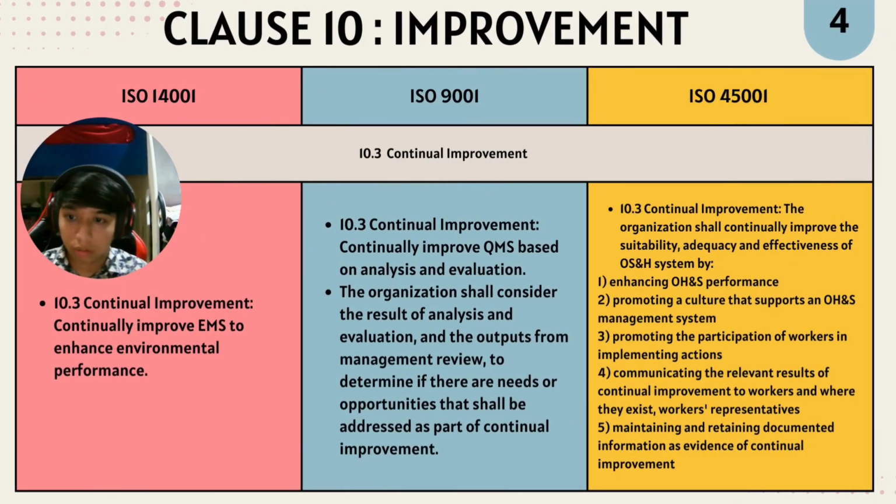For ISO 14001, it is to continually improve the EMS to enhance environmental performance. For ISO 9001, it is to continually improve the QMS based on the analysis and evaluation. The organization shall consider the results of analysis and evaluation and the outputs from management review to determine if there are any needs or opportunities that shall be addressed as part of continual improvement.